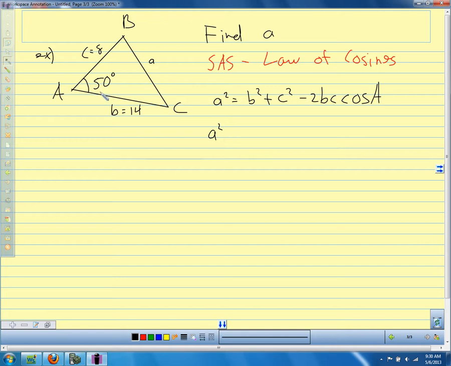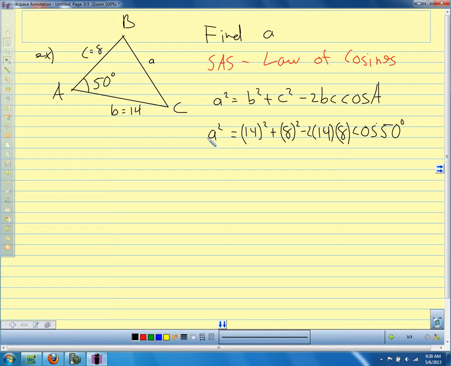Well, I'm trying to find A squared, so I know that has to go there. And I know angle A, so I have to have cosine 50 degrees on this side of the equation. And I'm just going to start putting my numbers in. B is 14, so I have 14 squared plus 8 squared minus 2 times 14 times 8 times the cosine of 50 degrees.